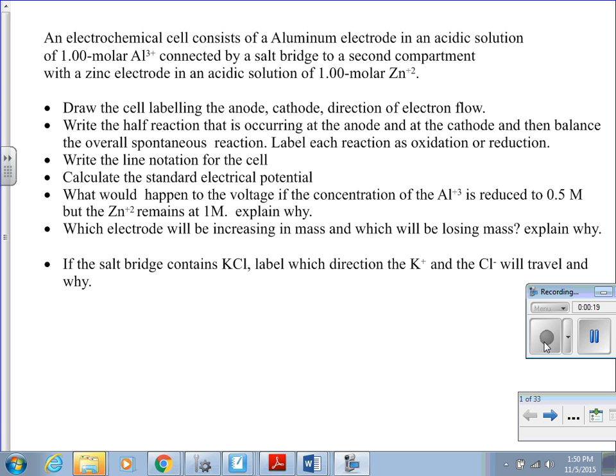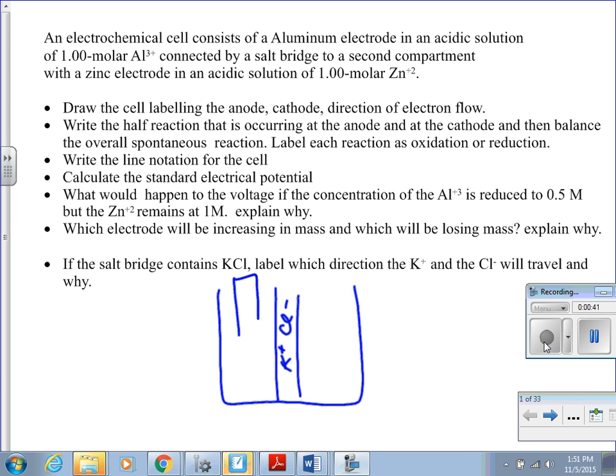So to start with, I'm going to draw the cell just by making kind of a beaker. I'm going to draw two lines for a salt bridge. And the salt bridge, in this case, if we read the last bullet, contains some K plus and some Cl minus. It asked me to draw the cell labeling the anode and the cathode, so I know that the two electrodes are going to be aluminum and zinc.